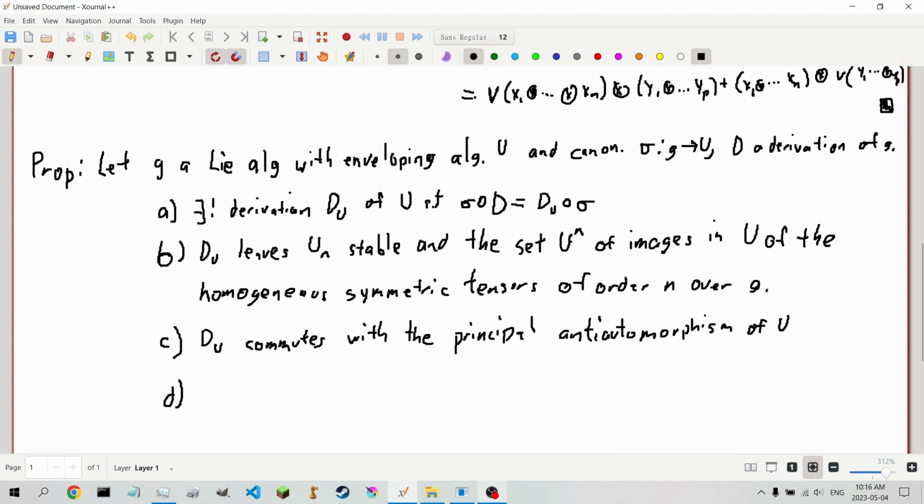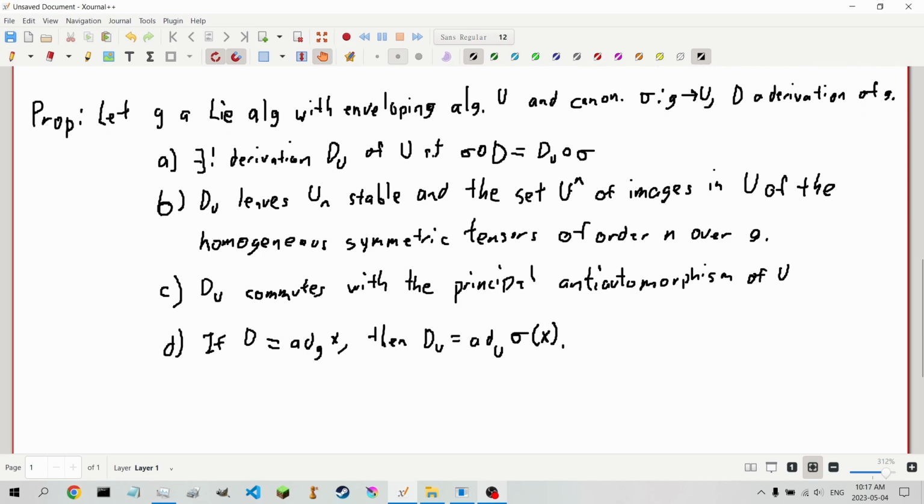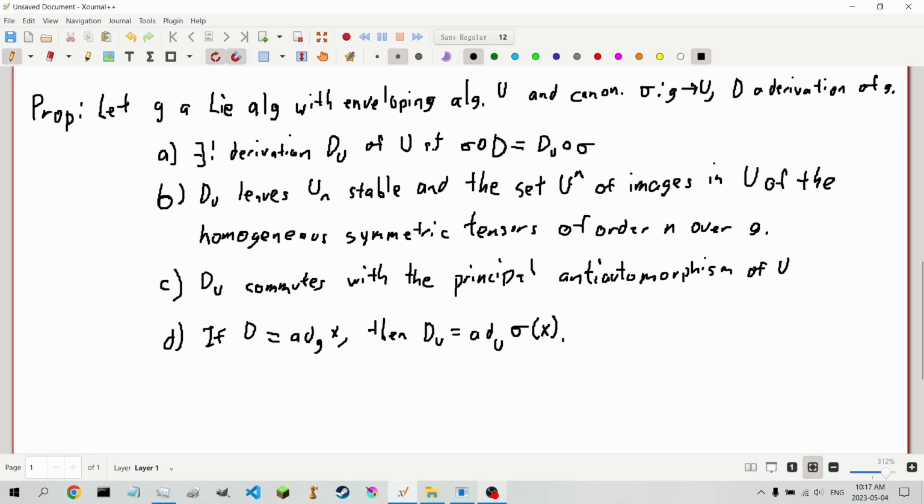Condition D, that if D is an inner derivation, it says it's the inner derivation of G defined by an element X. If D is the adjoint in G of some element X, then we get that du is, of course, the adjoint in U of the image of X inside of U. Alrighty.